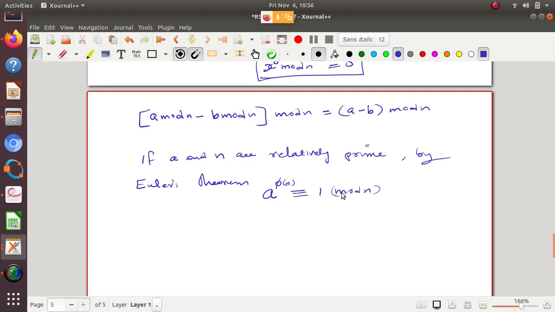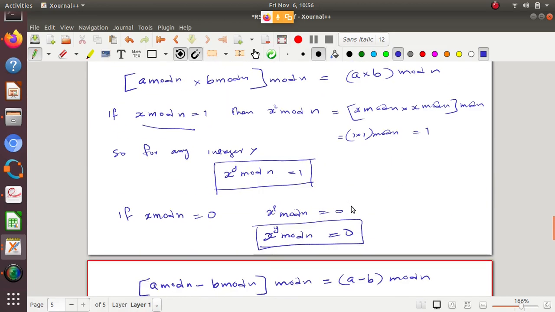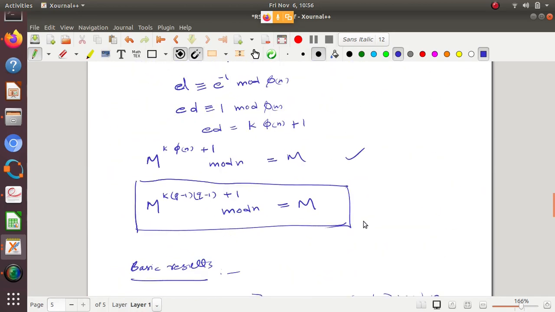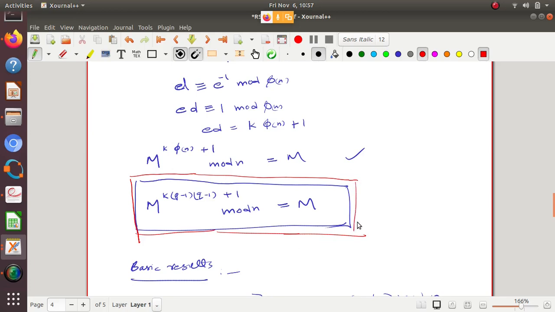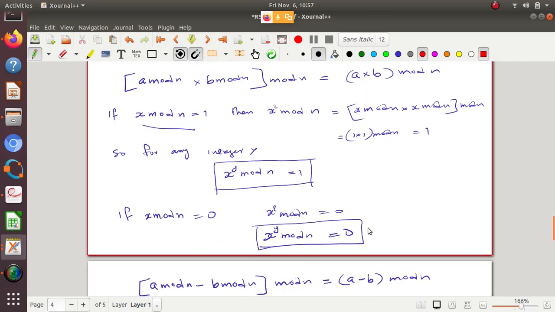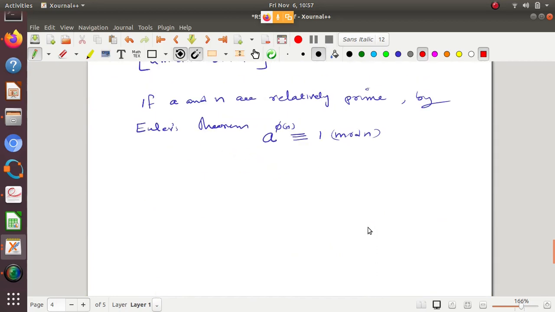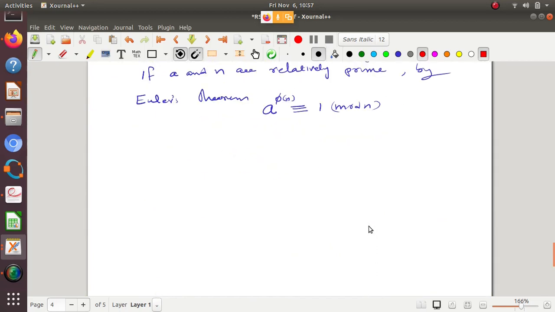This is a result we know. These are some basic results that will be used for our proof. This is what we have to prove. We have to prove this one. Okay, so we have considered some basic results. Then next we can consider our proof.